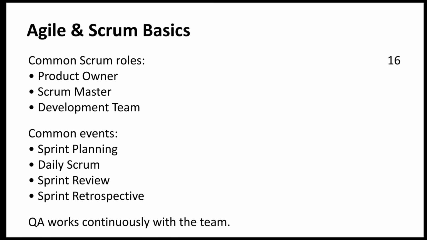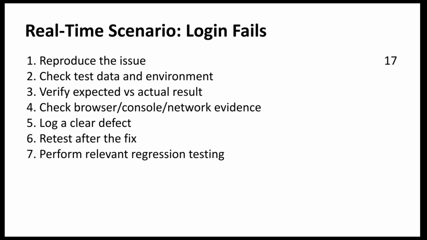Now, let's apply some of these concepts to a real-world scenario. Imagine you're testing an application and suddenly the login functionality fails. First, reproduce the issue and check whether it happens consistently. Then verify the test data and environment. Compare the actual result with the expected result and collect useful evidence. If it's a genuine defect, report it clearly. Once the developer fixes it, retest the login functionality and perform relevant regression testing.